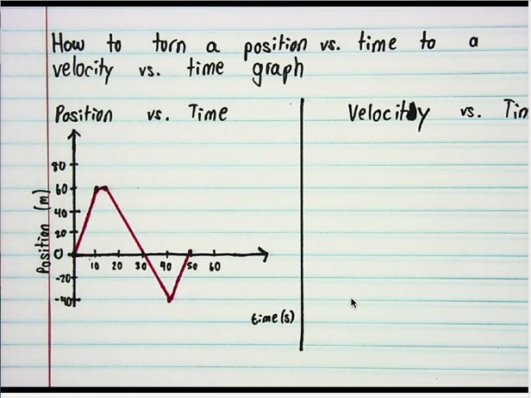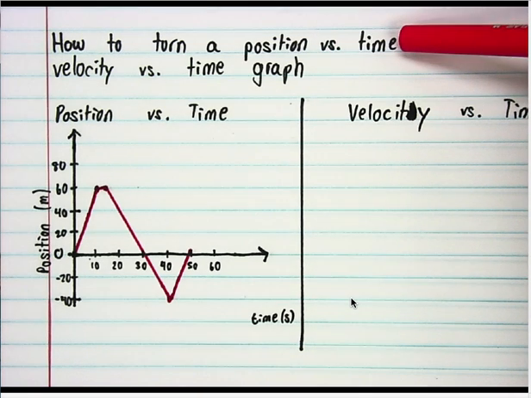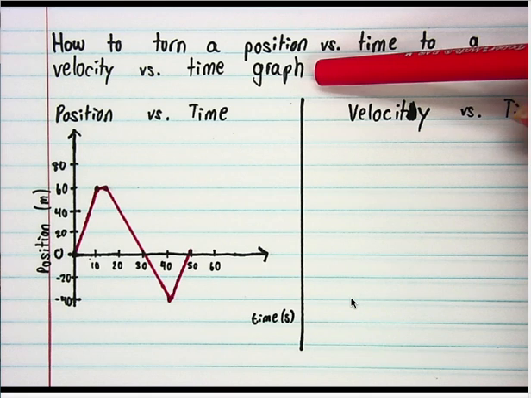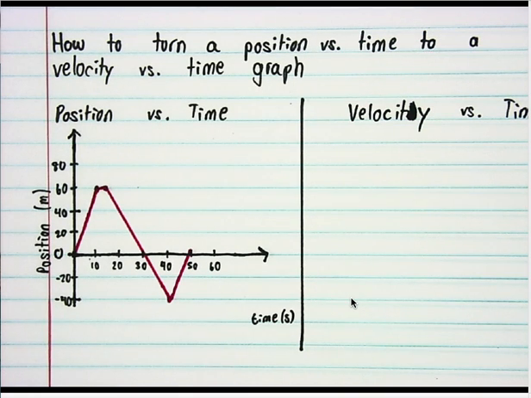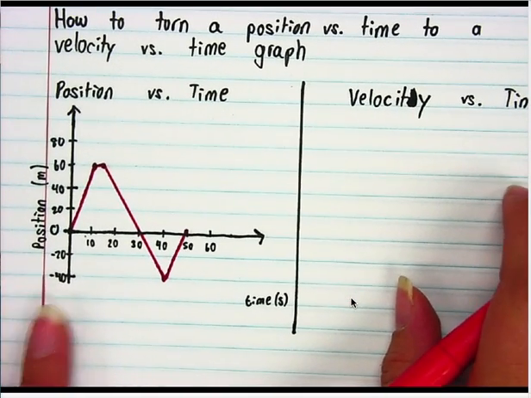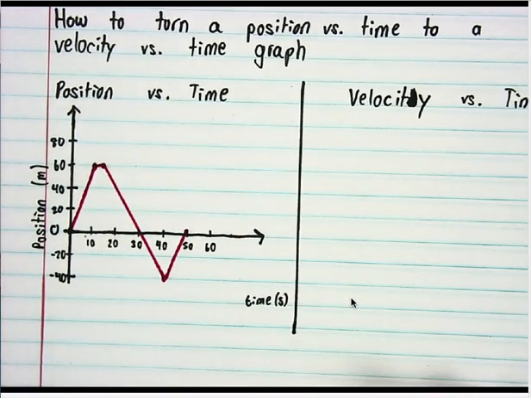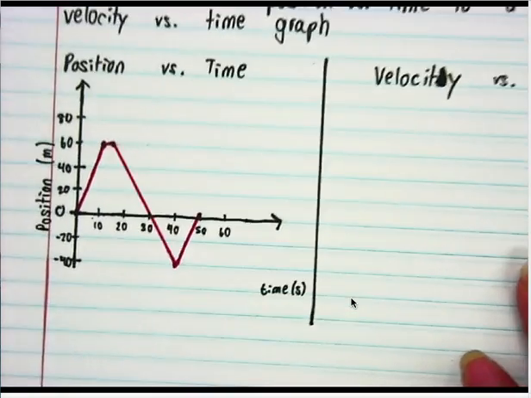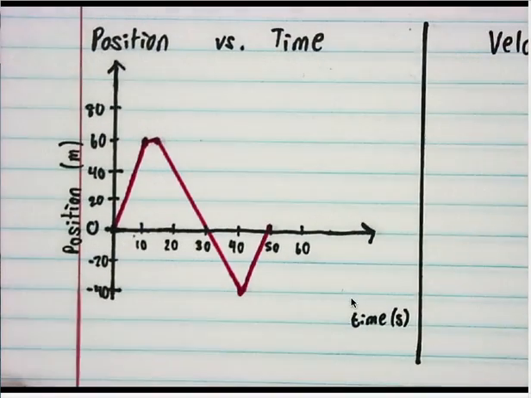Okay, so right now we're going to be looking at how to turn a position versus time graph that we're given into a velocity versus time graph. So sometimes we need the velocity versus time graph. It's more convenient for the analysis that we want to do, but sometimes position versus time graphs are what we're given or they're easier to make. So first, let's go ahead and analyze this position versus time graph.